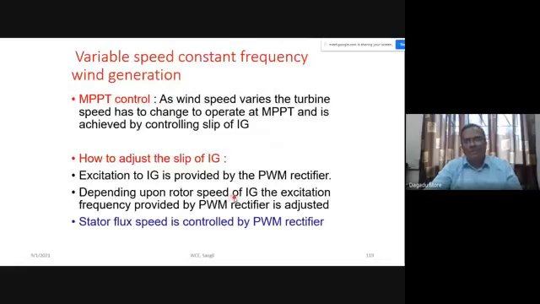Rotor speed depends upon the wind speed, which is not in our hand. So we adjust the IG excitation frequency provided by the PWM rectifier, so that we can adjust the slip and extract the maximum power from this. So the stator flux speed is controlled by the PWM rectifier. It means that we control the slip of the IG, and we extract maximum power from this.